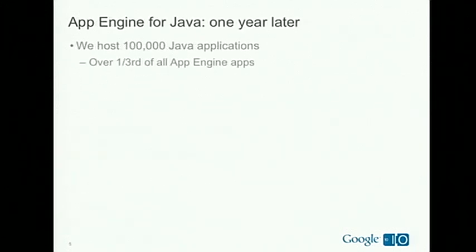So we now host over 100,000 Java applications on App Engine. This is primarily web apps, but we also have backends for Android and iPhone apps. We have OpenSocial apps, Facebook apps, Wave robots, chatbots, et cetera. And that's approximately 1/3 of all App Engine apps. I think that's pretty good evidence, when you consider that Python had about a year head start on us, that both languages are very important to us and grow at a pretty steady rate.